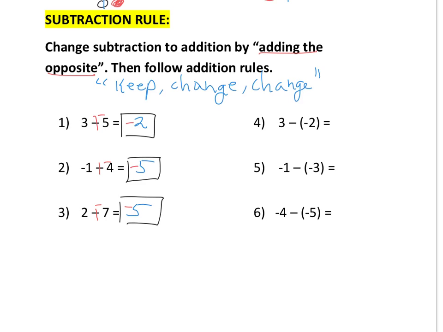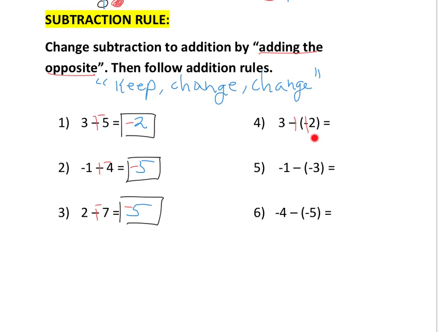So all 3 of these problems we were subtracting a positive. So in 4, 5, and 6 we're going to be subtracting a negative. So look at how that's slightly different. So we're still going to keep, change, change, but we're going to keep the first, and then we're going to change subtraction to addition and change the sign of the negative to a positive. So we end up with a very simple problem, 3 plus a positive 2.